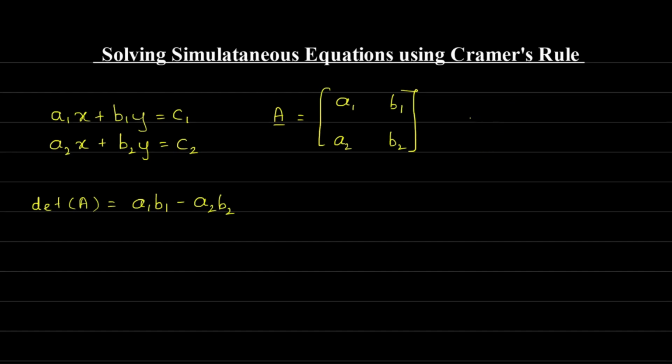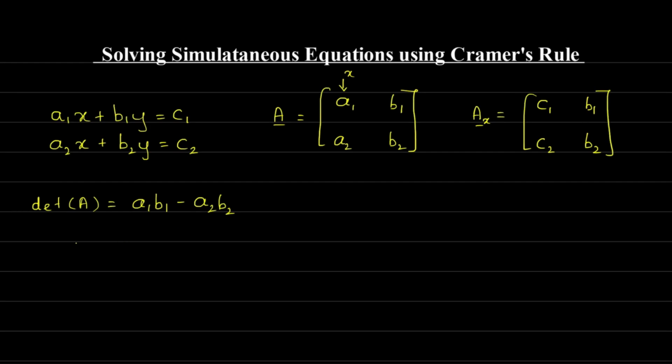Next, let us define another matrix, called Ax. Now this matrix is going to be the same as A with just this particular first column, which we are going to call the x coefficient column, replaced by these constants c1 and c2. So instead of a1 and a2, we are going to have c1 and c2. Therefore, that is going to be equal to c1 instead of a1, and then b1 that remains unchanged, and instead of a2, we have c2 and b2 which remains unchanged.